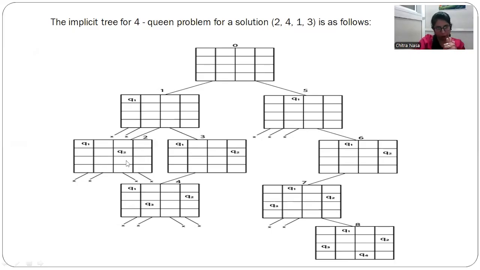It will come in the same column of Q2. Here it comes in the back diagonal of Q2. So queen 3 we cannot place. So what to do now? We need to go back. We need to relocate our queen to another possible solution for queen 2.